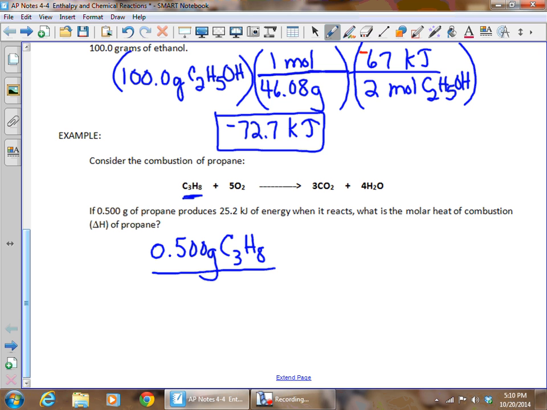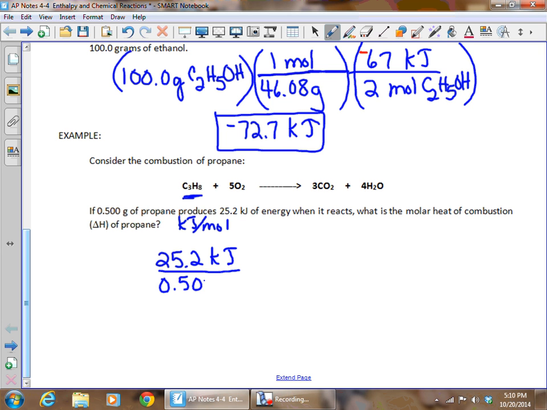25.2. Well, I really don't like the way that I wrote that. Think about the way that we want this to be. We want molar heat of combustion, so we want this in kilojoules per mole. So I want the moles on bottom, the mole slash mass value. I want the kilojoules on top. So 25.2 kilojoules on top, the 0.500 grams of the C3H8 on bottom. That's going to give us a kilojoules per gram of C3H8, but I want that as kilojoules per mole.